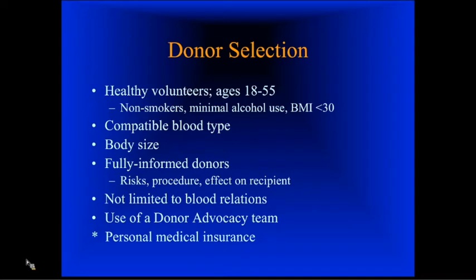I put an asterisk here with personal medical insurance because at least at Mount Sinai, we don't require that the donors have their own medical insurance, but this may not be the case in other centers across the country or around the world. We just don't want these patients, who may end up applying for their own insurance down the road, to be considered high risk by the insurance plan because they've undergone significant abdominal surgery.